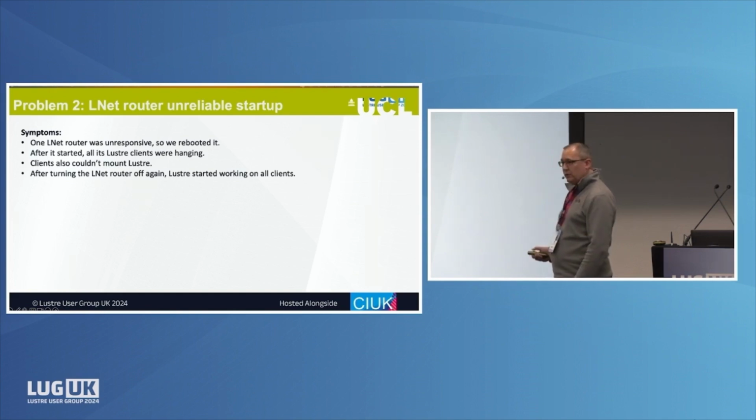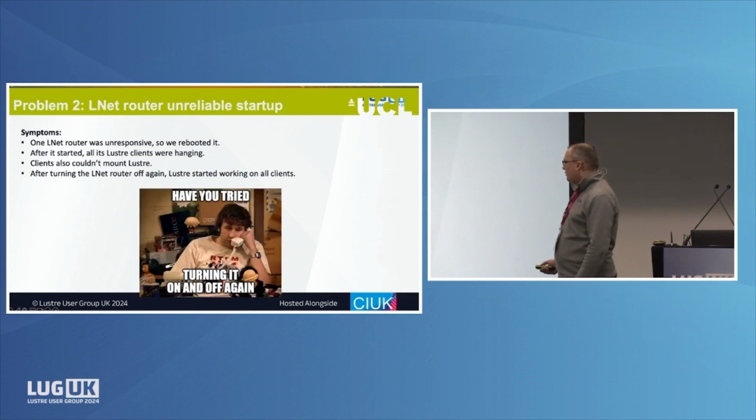Unfortunately, that happened after we already moved on to production, so we didn't have much time to figure out what's going on. Clients also couldn't mount Lustre again. That's one thing we tried. But basically, we just turned the LNet router off again, because obviously it was causing some problems. And once we did that, the Lustre started working again on all of the clients. So it's a bit funny. You have to turn things off to make things work. It's a bit of a variation on the old and trusted troubleshooting procedure, which you're probably familiar with.